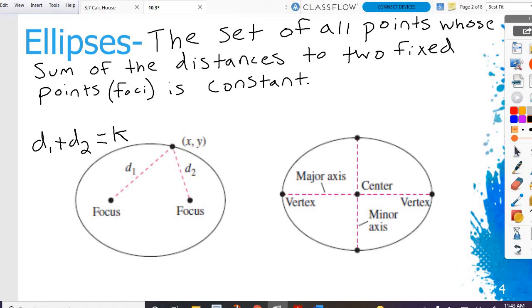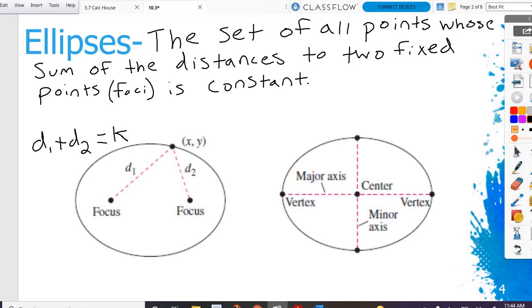Alright, so let's think back to our parabola. How many axes does our parabola have? One. And what does that axis do? Yes, but it's also the axis of symmetry, which means it cuts it in half. So our parabola can only be cut in half one way. How many ways can an ellipse be cut in half?